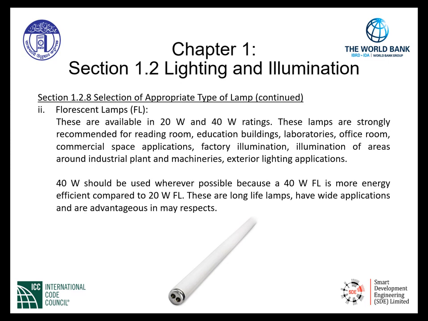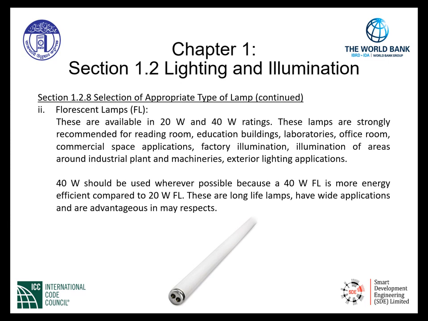Continuing with our section 1.2.8, fluorescent lamps. A fluorescent lamp uses electrical current to excite a mercury vapor inside the tube. This produces ultraviolet light inside the tube, which then causes a phosphor coating on the inside of the lamp to glow. Unlike incandescent lamps, these lamps require a ballast to regulate the current through the lamp. These fluorescent lamps are available in 20 watt and 40 watt ratings.